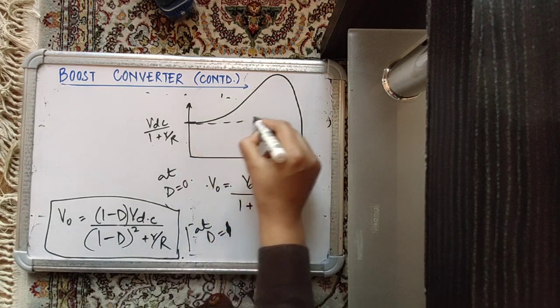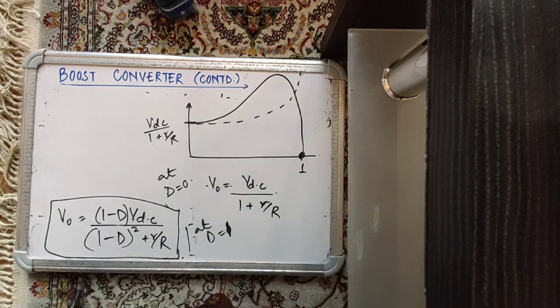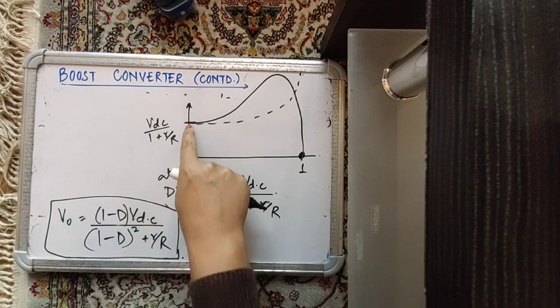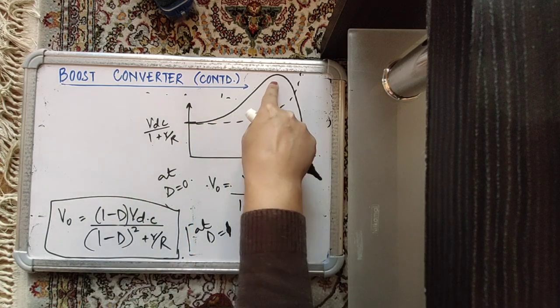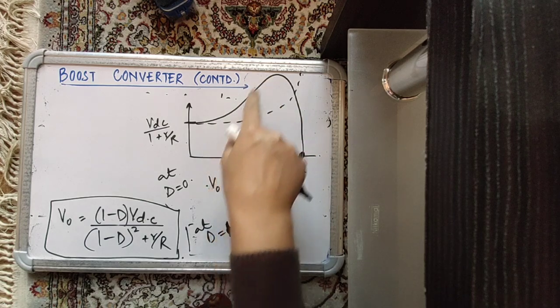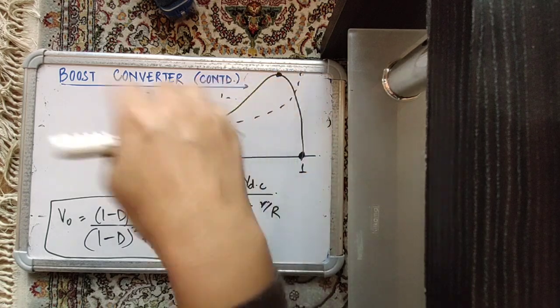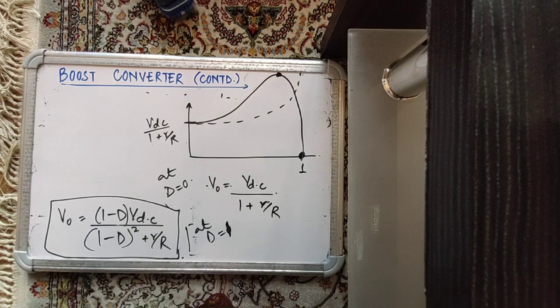The ideal one was hitting infinity at 1. But a practical boost converter says that as you go on increasing the duty ratio, you will go on increasing the output voltage of the converter greater than the input until it reaches a peak. From there, it will fall. And at duty ratio equal to 1, the voltage across the converter will become 0. Right? That is your practical boost converter.